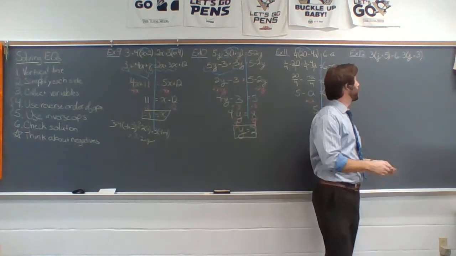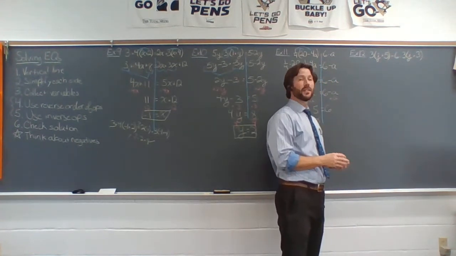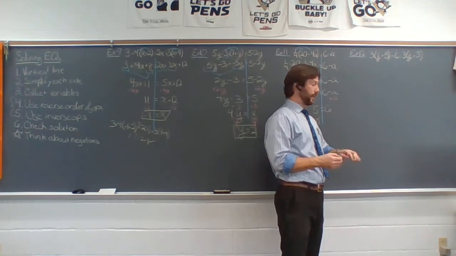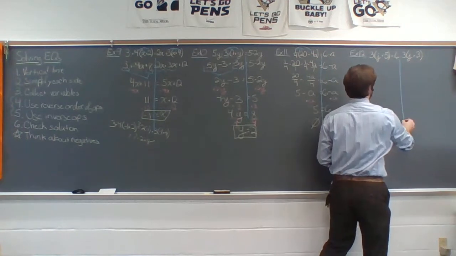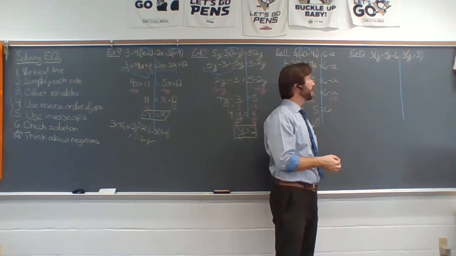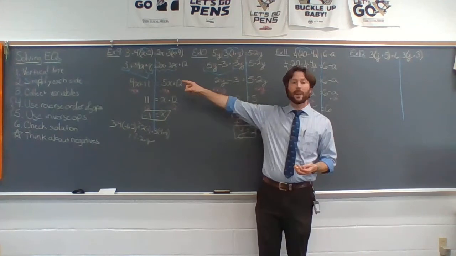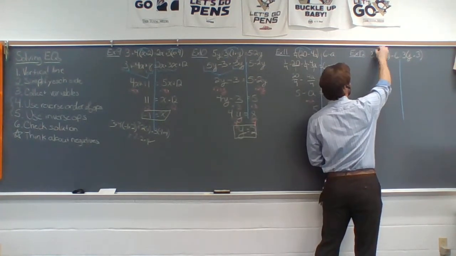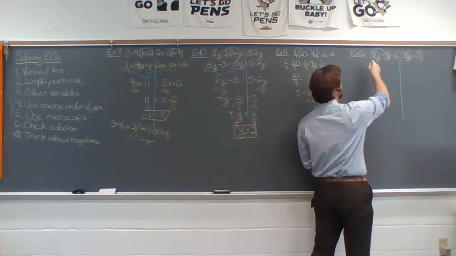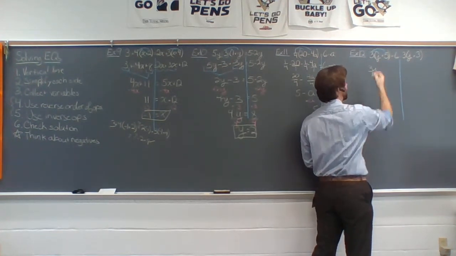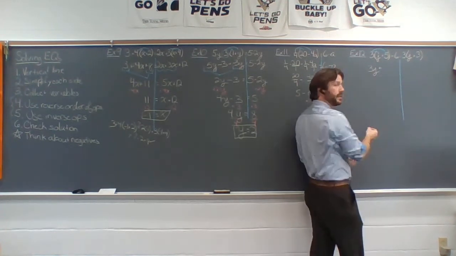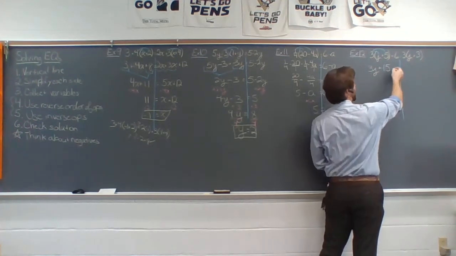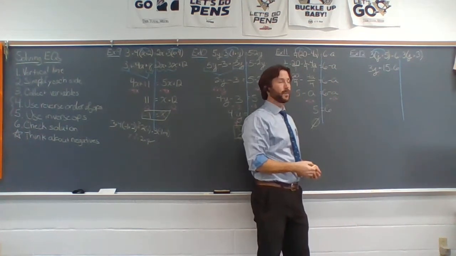Next up, last one. I've got 3 times the quantity j plus 5 minus 6 equals 3 times the quantity j plus 3. Well, vertical line down through the equal sign and get to work. We want to start by simplifying each side. So on the left side, that means that I'm going to distribute this 3. So 3 times j is 3j. Bring down the plus sign. 3 times 5 is 15. And we didn't touch that minus 6, so just bring it right on down.